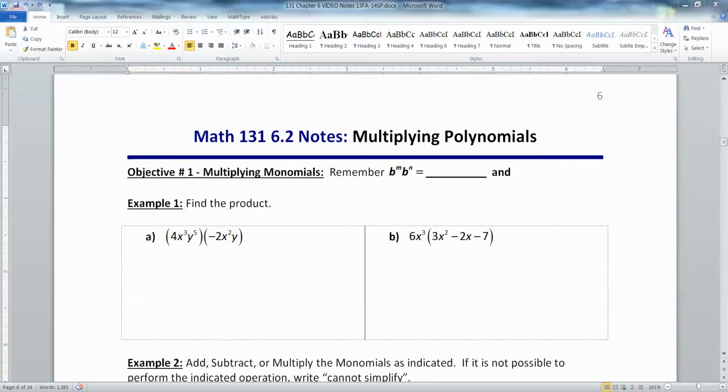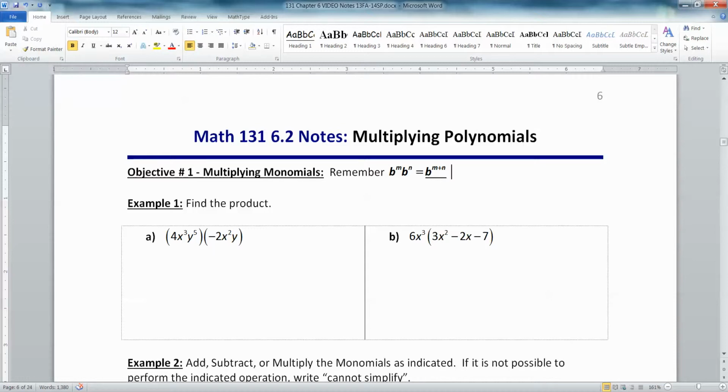Now that we've learned what polynomials are and how to add and subtract them, the next step is going to be multiplying them, you can imagine. So before we get into multiplying, let's remind ourselves of one rule that we learned from chapter 4, which is that b to the m times b to the n is b to the m plus n.